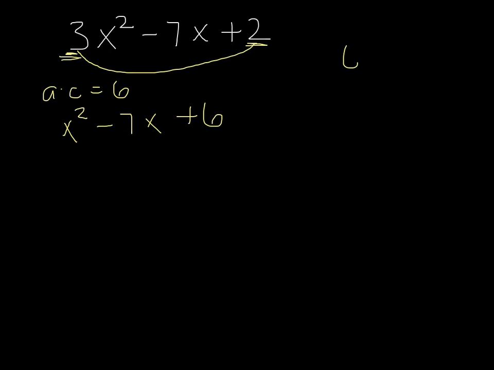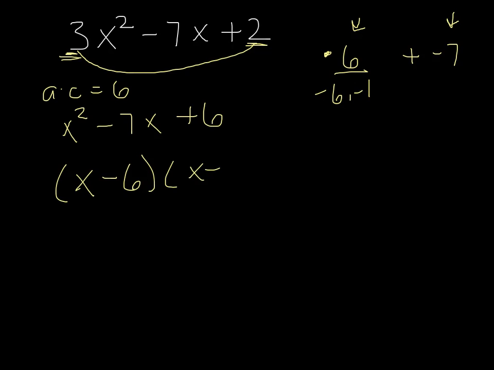And now I'm going to look for factors of 6 that multiply to get 6 but add together to get negative 7. Since this one's positive and this is negative, I'm going to look for 2 negative numbers. I know negative 6 and negative 1 would work. So I'm going to write down x minus 6 and x minus 1.